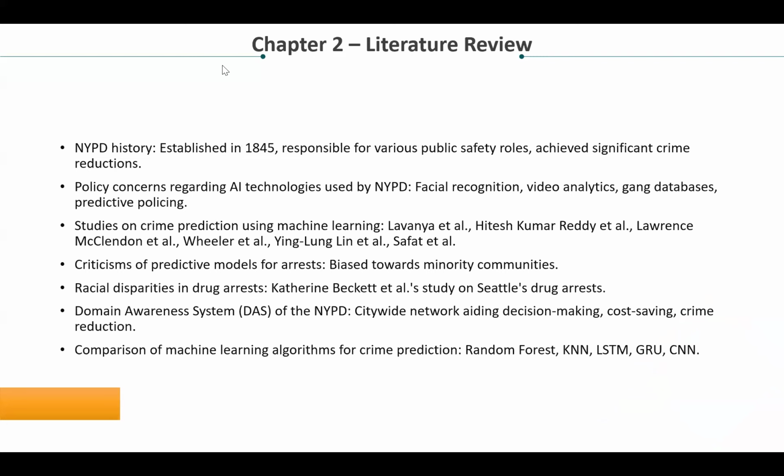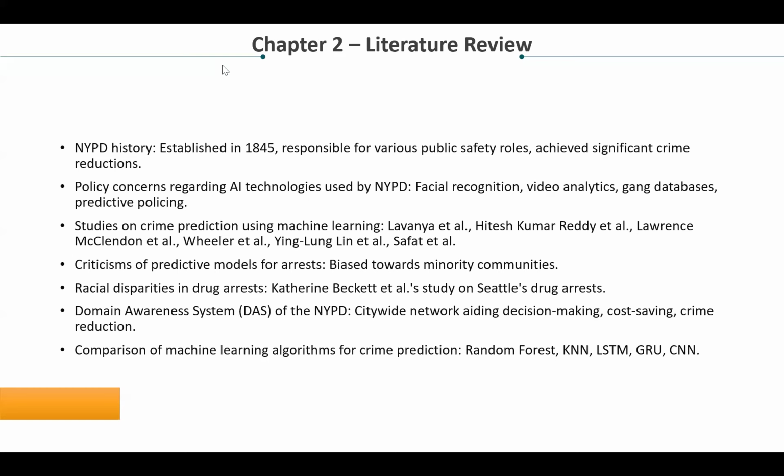Chapter 2 is all about the literature review. The NYPD was established in 1845 and is responsible for various public safety roles in New York City and has achieved significant crime reductions over the years. The policy concerns regarding AI technologies used by NYPD are facial recognition, privacy concerns, video analytics, and potential racial biases, and also issues with gang databases and predictive policing methods.